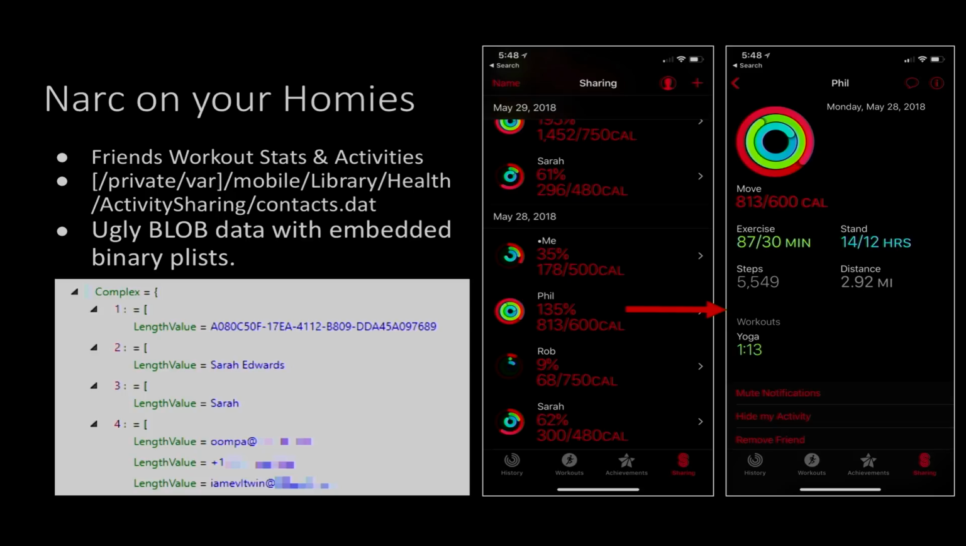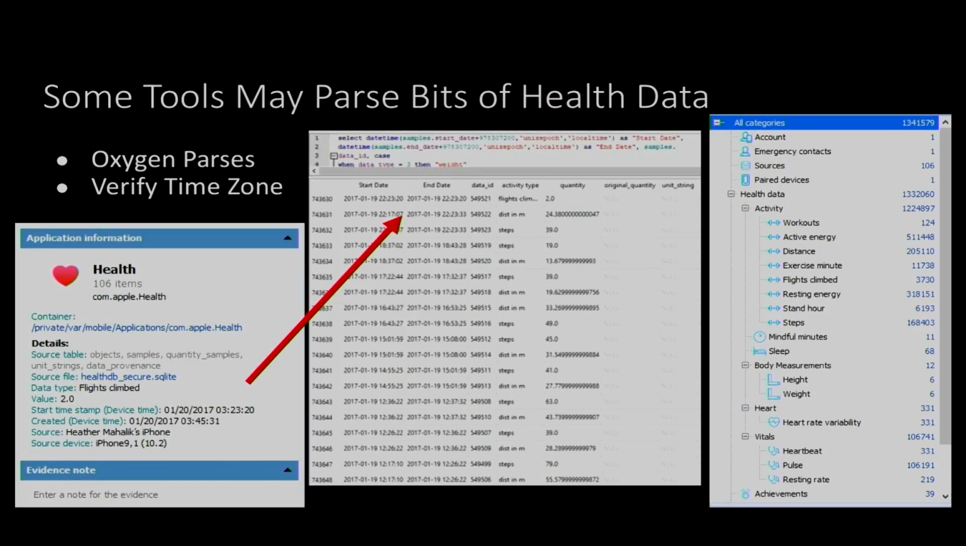But there is a contacts.dat file, and this will show who you're sharing your health activity information with. Where this may be useful is if I'm under investigation and you only have Sarah's device and she's cooperating, you will get some of my information from her device because we share it with one another. This contacts.dat file is hideous looking. I use Celebrate to look at this, and it made it look a lot nicer versus just the blobs that you'll normally see.